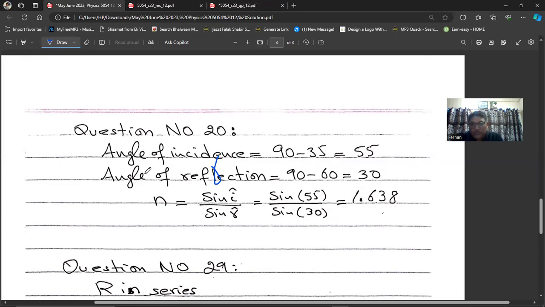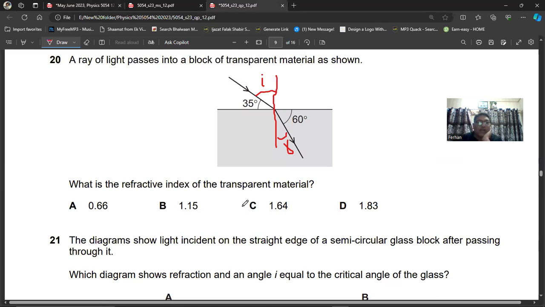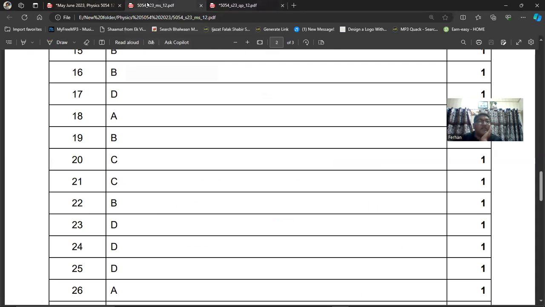And you know the formula for the refractive index is sine I divided by sine R. So it will be sine 55 divided by sine 30. Enter this in your calculator and you will get 1.638, which is approximately equal to 1.64. I think C is the answer. Question number 20. C is the answer, sir.